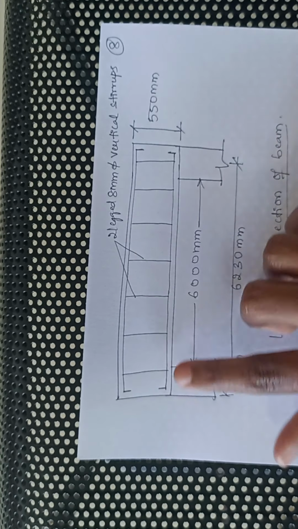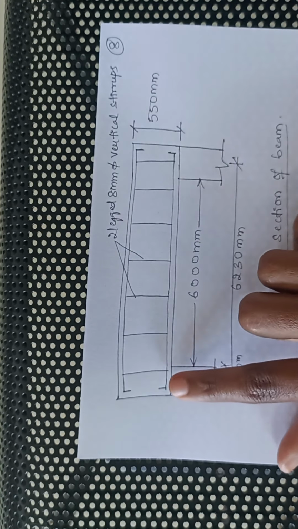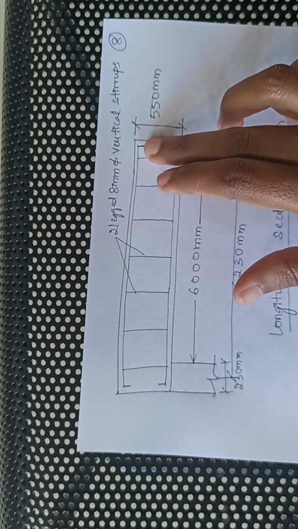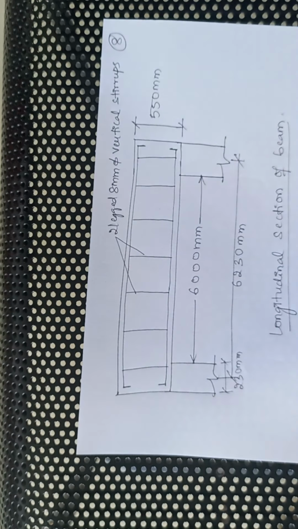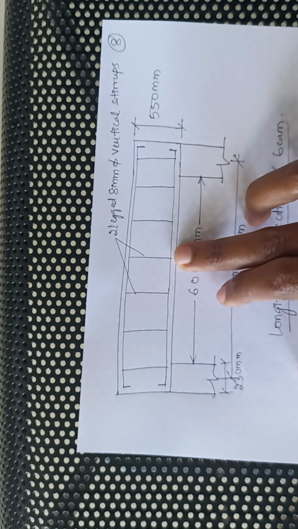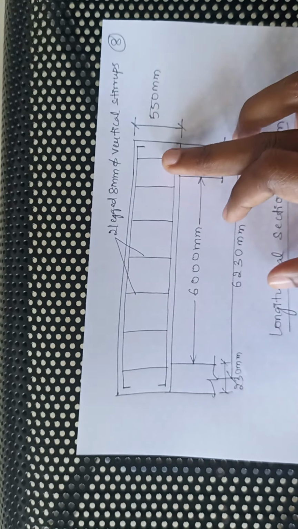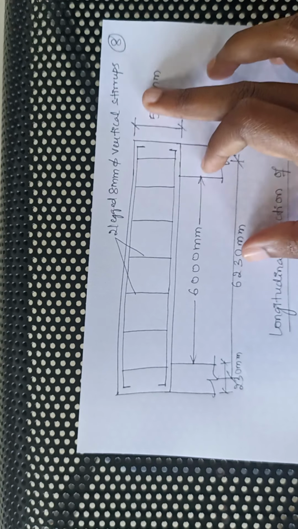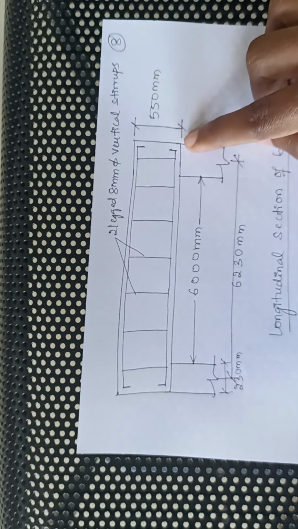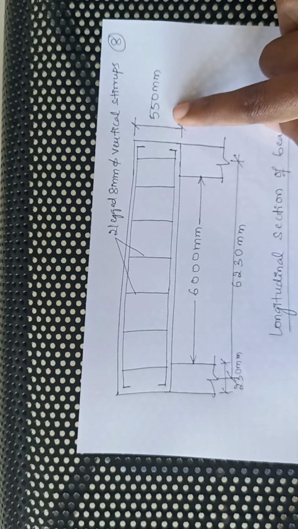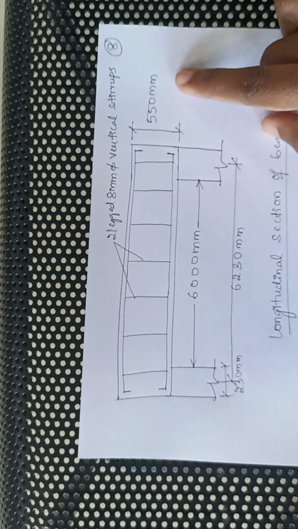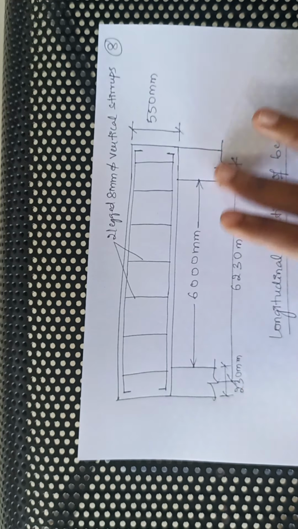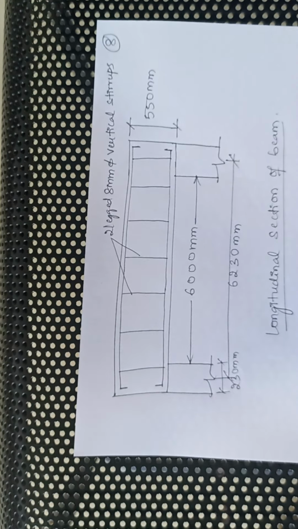Within the beam we will give an effective cover gap here, and let us draw one horizontal line at the bottom and one horizontal line at the top. The top horizontal line represents your hanger bars and the bottom line represents the main reinforcement, and these vertical lines represent the vertical stirrups, and we have provided two-legged 8 mm dia as our vertical stirrups. The overall depth of the beam is 550 mm. The support thickness is given in the question, which is 230 mm. So this is your longitudinal section of the beam.